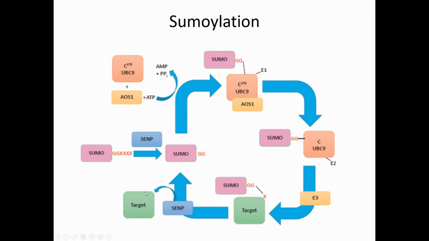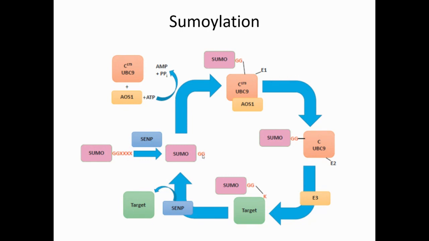Before the conjugation, the SUMO needs to be proteolytically processed. That means they have to cleave the protein and remove the C terminal of this glycine motif. So you remove this C terminal, and now it becomes SUMO with the glycine motif.